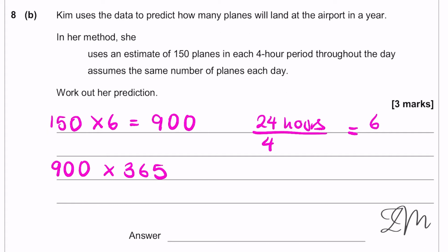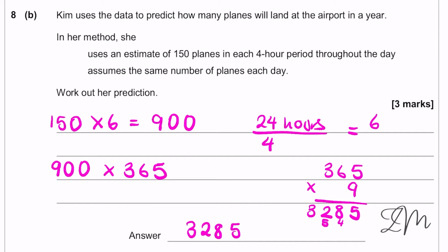In order to multiply it by 365, we could either multiply it by 10, take away 1 and add some zeros, or you could do a sum where you do 365 times 9. So you'd have your 5 times 9 to give you 45, carry the 4, 6 times 9, add the 4, so 58, 9 times 3, plus the 5, which gives you 32. And then you'd have to add your zeros on the end. So you end up with 328,500.